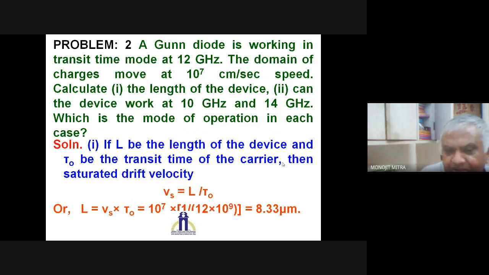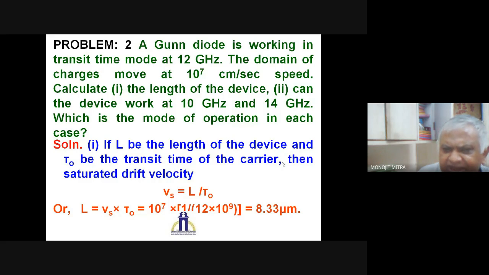So you know the formula of active length. Actually, L by Vs is tau 0, since it is the transit time. So I have written L equal to Vs into tau 0. Vs is given and tau 0 is 1 by F. F is 12 gigahertz. So 1 by 12 gigahertz, that I have written. So the value is coming as 8.33 micron.